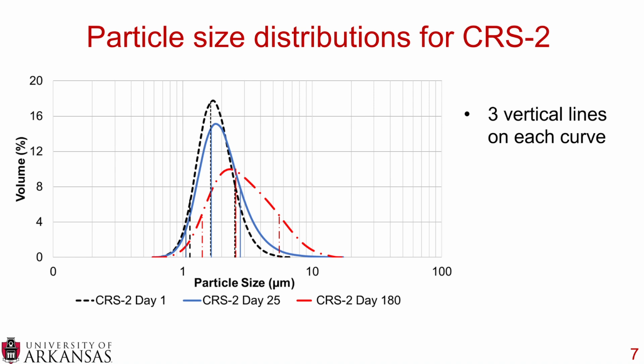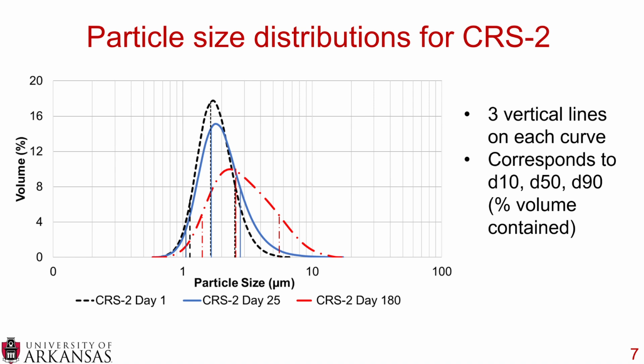Now, Mr. Diaz-Romero did a very nice job of presenting this data, and this is kind of the template that he used to show all this different data. So you can see here we have all CRS emulsions at day 1, day 25, and day 180. On the y-axis is the percent volume of the particles. On the x-axis is the particle size. And you can see under each curve are 3 vertical lines, and each of those lines corresponds to D10, D50, and D90. So on the far left vertical line for each curve is the D10.